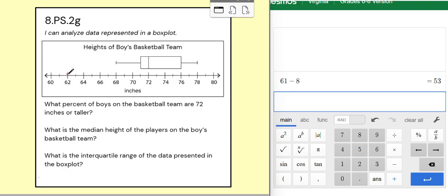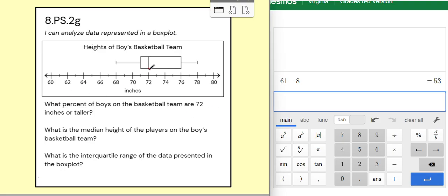60, 62, 64, 66, 68, and so on. As you notice, they're in intervals of 2, so that's fine. These small marks in the middle are just 1: 60, 61, 62, 63, and so on. The question is, what percent of boys on the basketball team are 72 inches or taller?